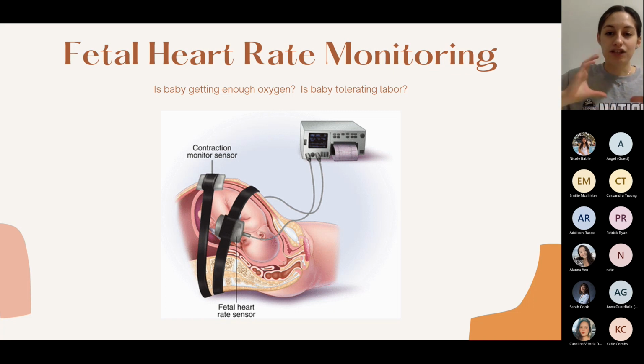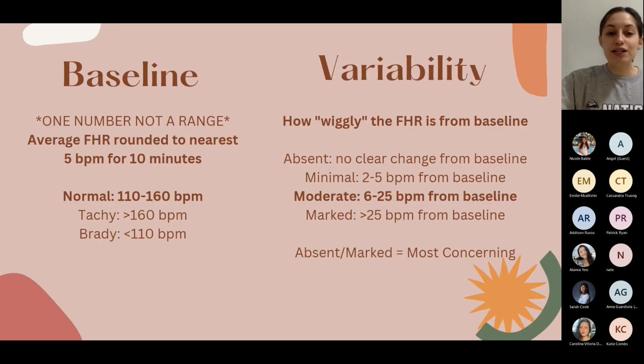So when you have the strip, at the top it's all related to the baby and baby's heart rate, and then at the bottom it's going to be the contractions. So that's just the basics there. But two big things that are really important to know are baseline and variability.